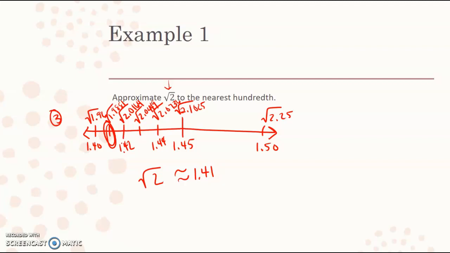And if you were to type the square root of 2 into the calculator, you would approximately get 1.4142135 and it goes on forever and ever. So when we look at our hundredths place, we are very accurate. In the next video, we'll go over how to use a table, which uses a lot of the same skills. But we'll use a table instead of a number line to help us figure this out.